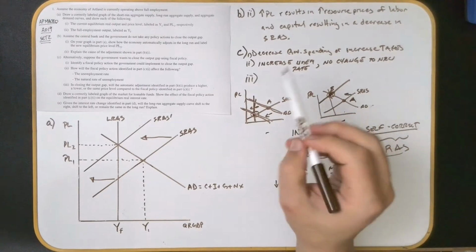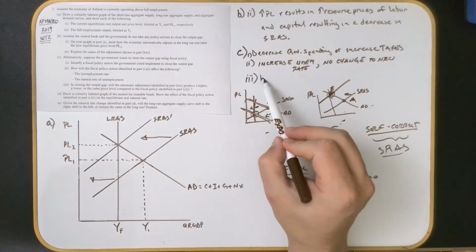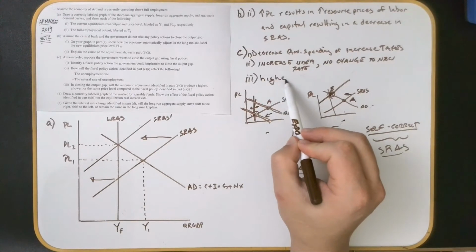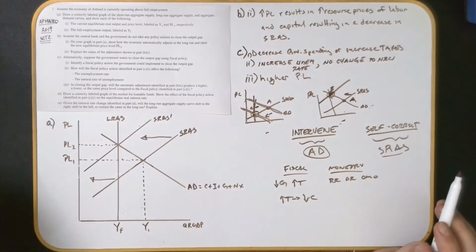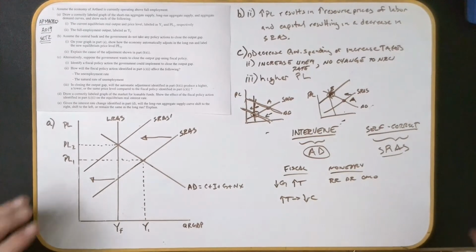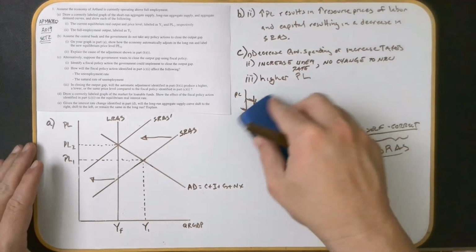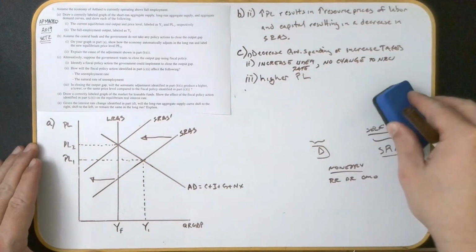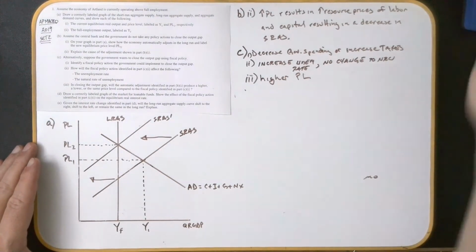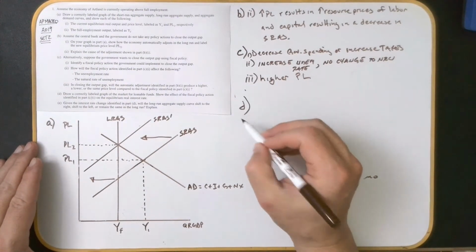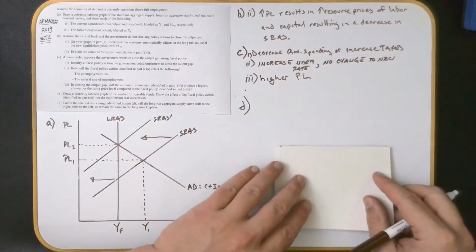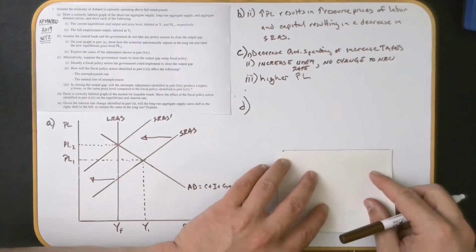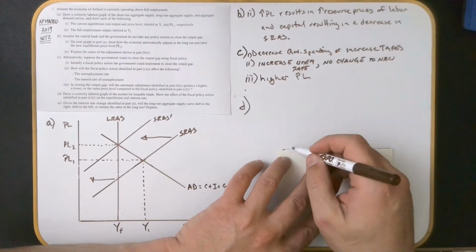If we do this one, it's clearly a higher price level. And that's just being able to read the graph. Higher price level. Okay. Now, part D says, draw a correctly labeled graph of the market for loanable funds. So now we've got to make some room for that. Loanable funds market and show the effect of the policy action. Okay, so let's see if we can make enough room for the loanable funds market.